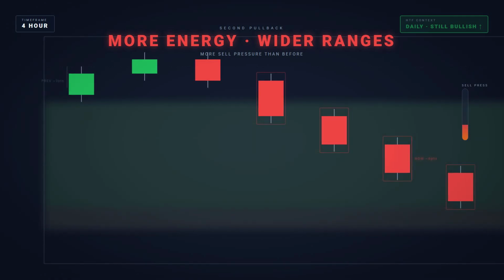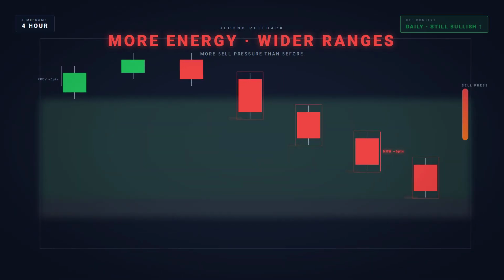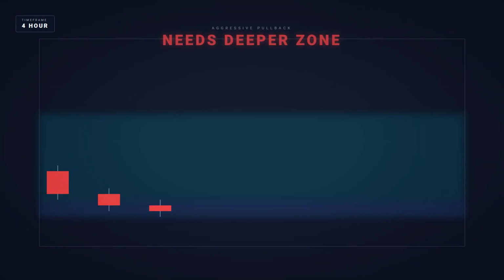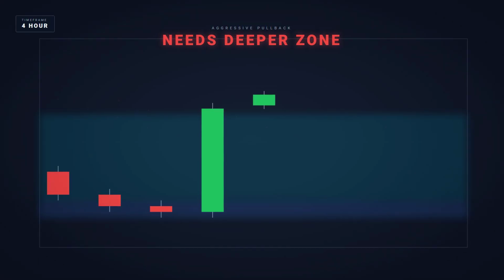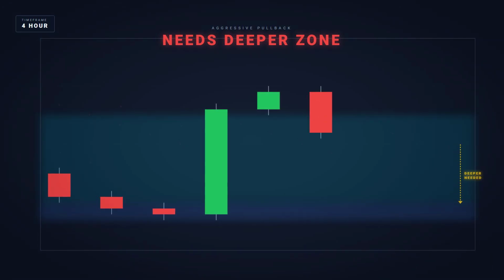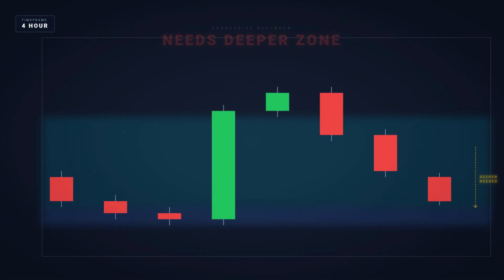The candles are slightly larger. The ranges are wider. There's more selling pressure in this correction than there was in the last one. This matters because it tells us something about where the valid order block and FVG for this sequence might be. A more aggressive pullback will often move through the first minor zone it encounters. It won't stop at the shallowest imbalance. It needs to reach deeper, to the zone where institutional interest is strong enough to absorb the additional selling.